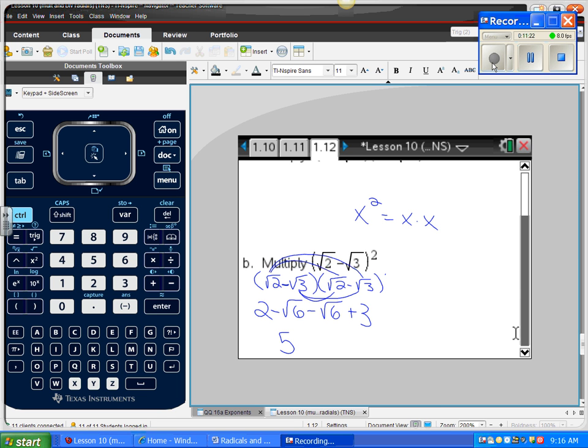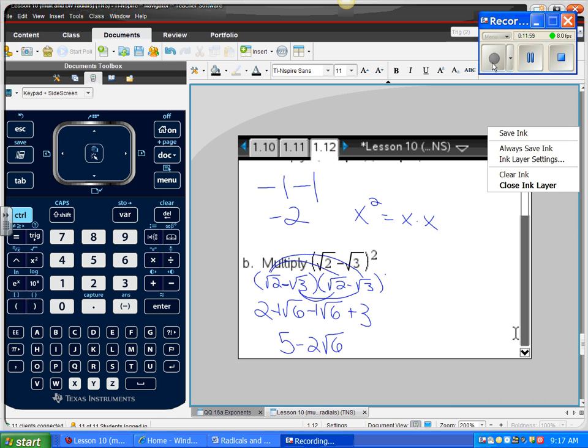And negative radical 6 minus radical 6. No. You're all wrong. Negative 2 radical 6. Negative 1 minus 1. What does that equal? You guys are killing me with the negative numbers. Negative 2. You understand? If I owe Joe $1 and then he gives me another $1, how much do I owe him? $2. That's right. I hope so, guys. I'm fretting.